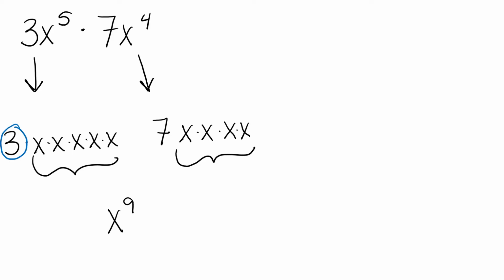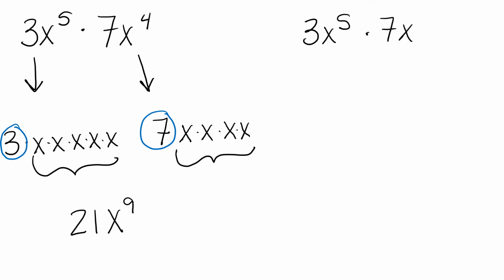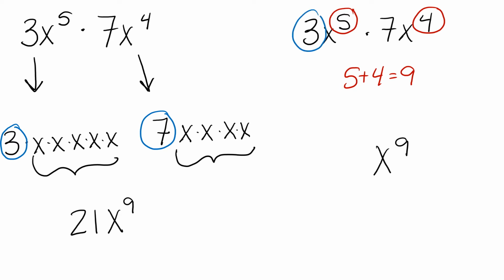And we multiply the coefficients, the regular numbers. 3 times 7 gives us 21. If we wanted to use the shortcut, we would take our original problem and we would add our exponents. 5 plus 4 gives us 9, which is where the x to the 9th comes from. We multiply the coefficients, the numbers out in front. 3 times 7, which is 21.